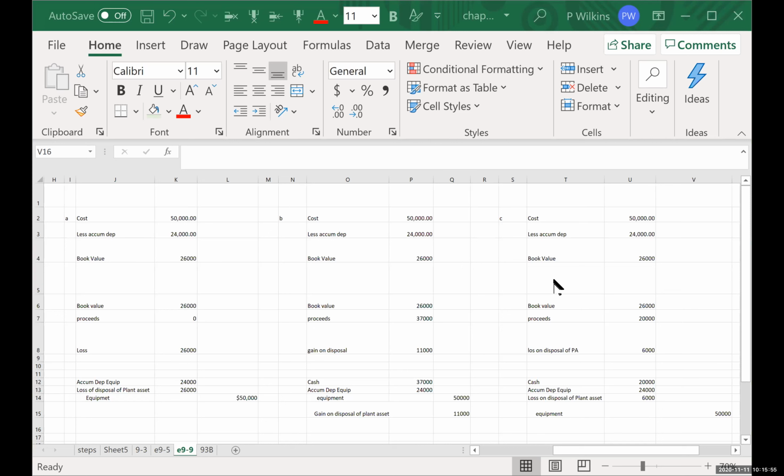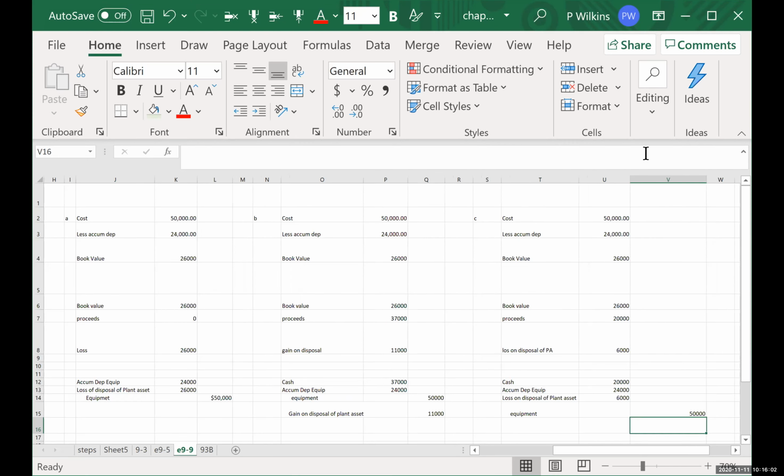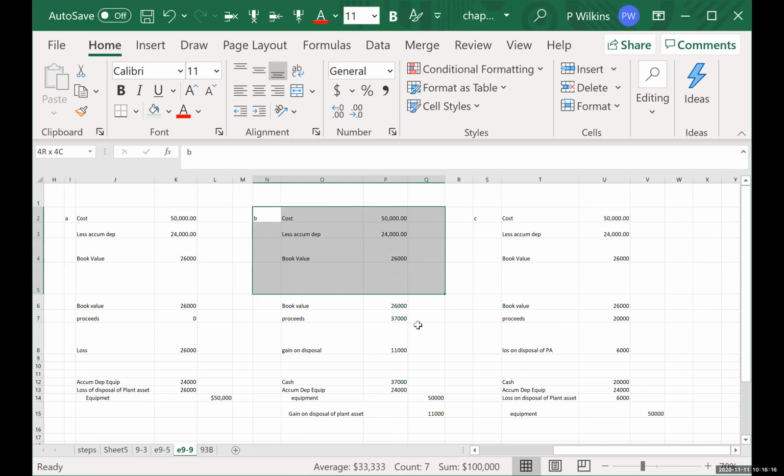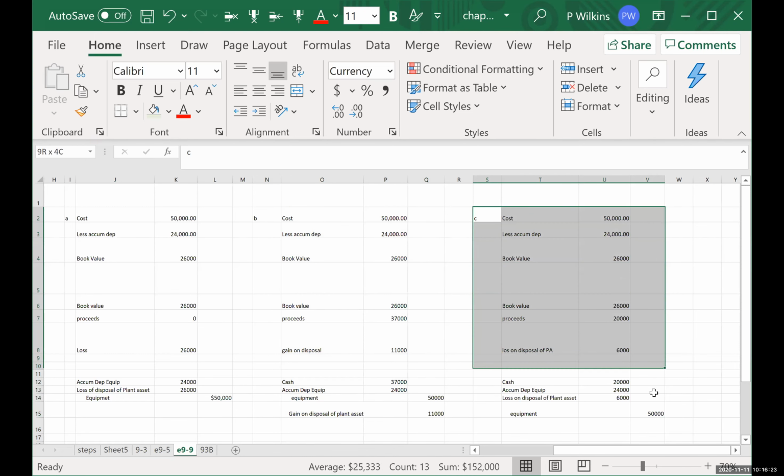Okay, so this is an example of a problem where we did not have to bring the depreciation current. They didn't give us information for depreciation. So what we did is we did just the math and the entries for the disposal of the plant asset. The first one was disposal for no proceeds, so it ended up being a loss. The next one was disposal for proceeds that were more than the book value, so it was a gain. And the next one was disposal with proceeds for less than the book value, so it was a loss.